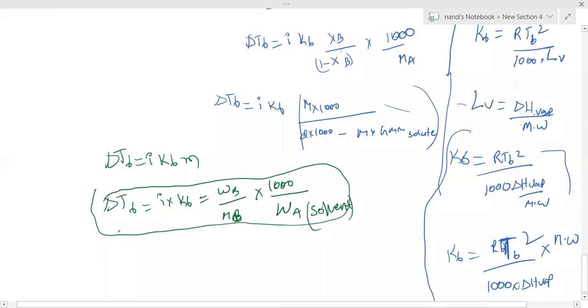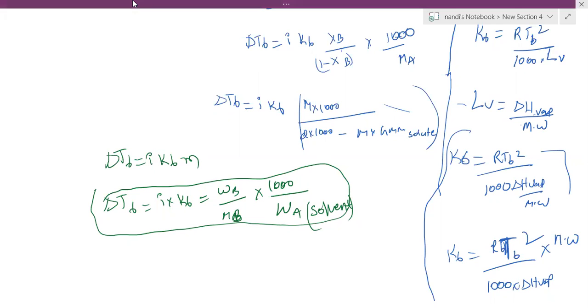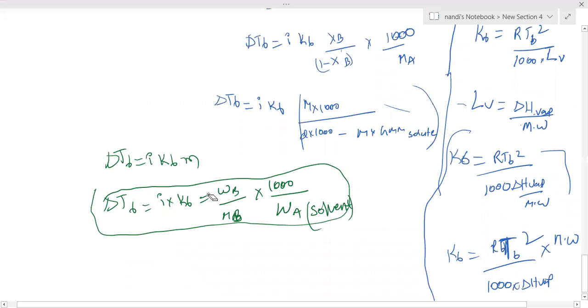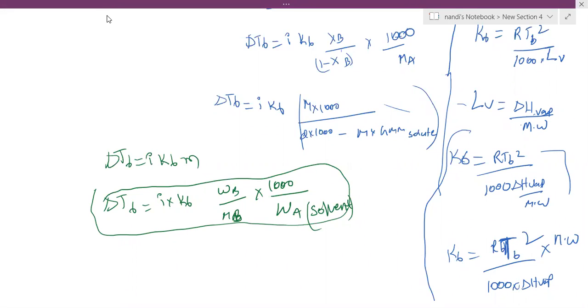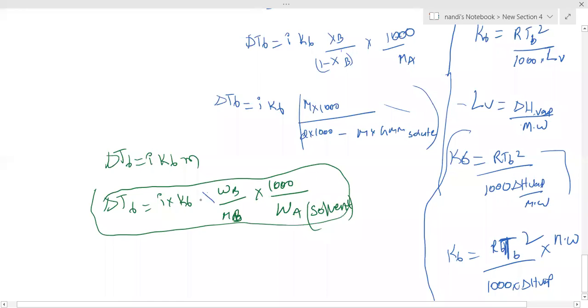Mostly they can give the delta TB value. They can ask for either WB or MB values, or i values. You're getting my point. KB is there. Please note down here, this is a multiplication, not equals. This is the full formula of delta TB. Any doubt? Can you find at least one question from your NCERT? Or we'll discuss.